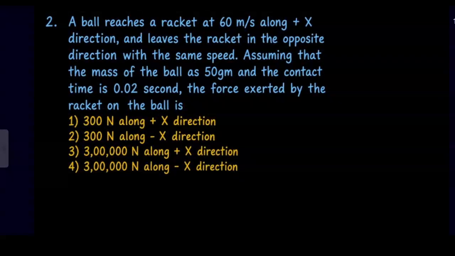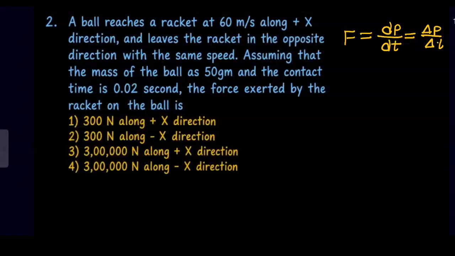So we can directly use a formula. What is the formula here? F is equal to dP by dt, where P is momentum. So we can write it as delta P by delta T. What is the delta P? Delta P is M into V2 minus V1, the change in velocity, M into delta V. And how much is the V1 value?